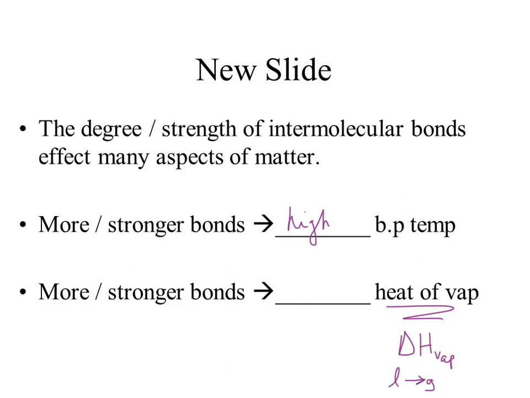So again, if you have stronger or more bonds, what are you going to see with the heat of vaporization? If you have stronger bonds, is it going to be higher or lower as far as the amount of heat you need for it to go from a liquid to a gas? Higher. Does that make sense? Yeah, that's it. Delta H vap.